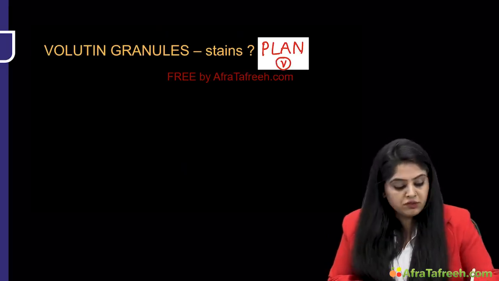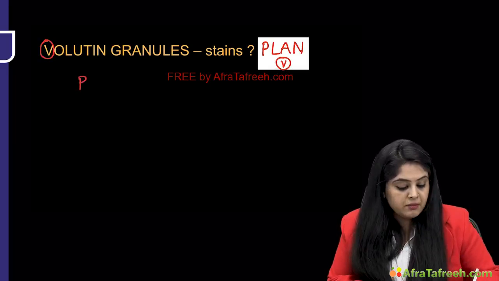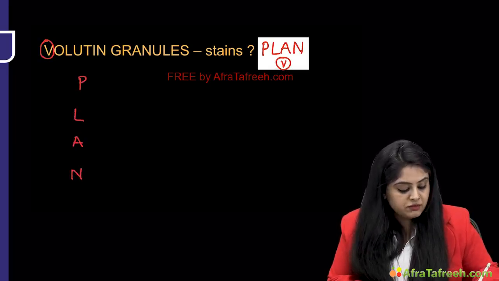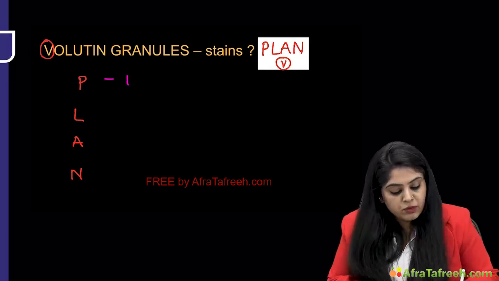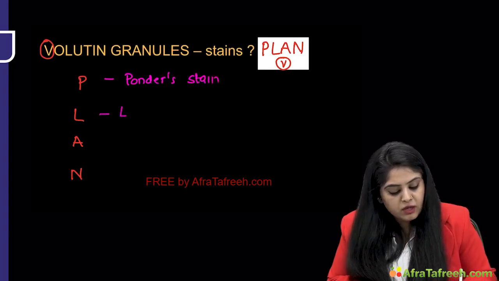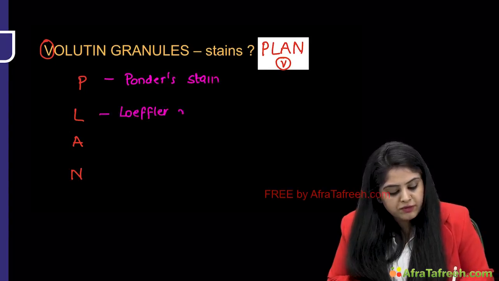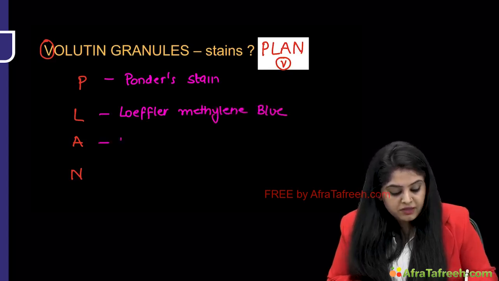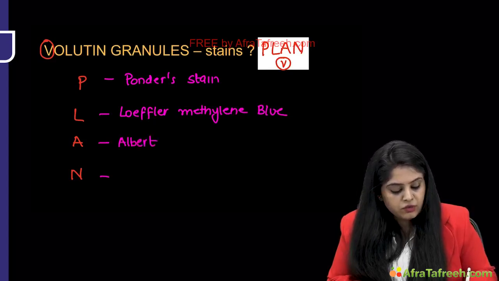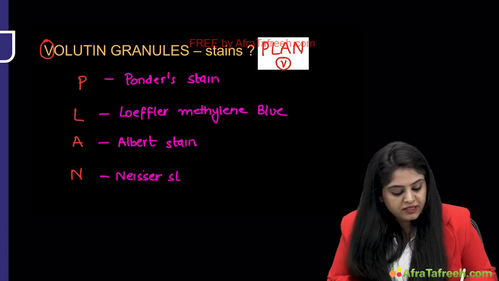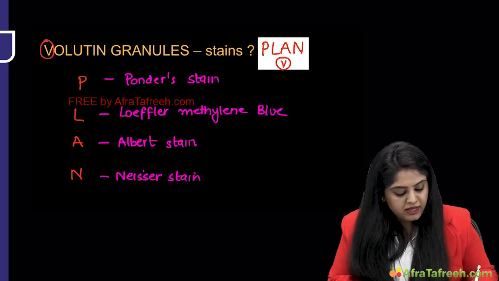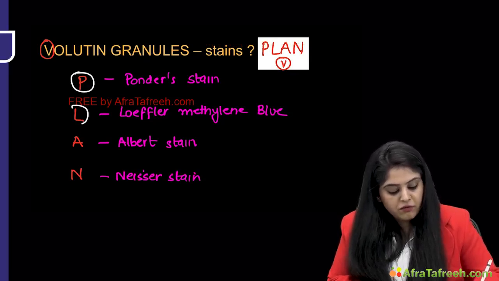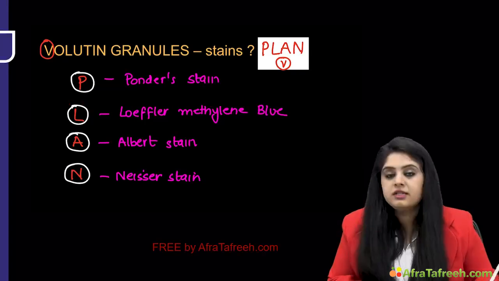So what is we? We, for obviously volutin granules, and we are making a plan means that there are these 4 stains that you have to know. One is going to be the Ponders stain. The next is going to be Loeffler methylene blue. The next is going to be Albert stain. And the next one is going to be the Neisser stain. Repeating once again, we have Ponders stain, Loeffler methylene blue, Albert stain and Neisser stain.